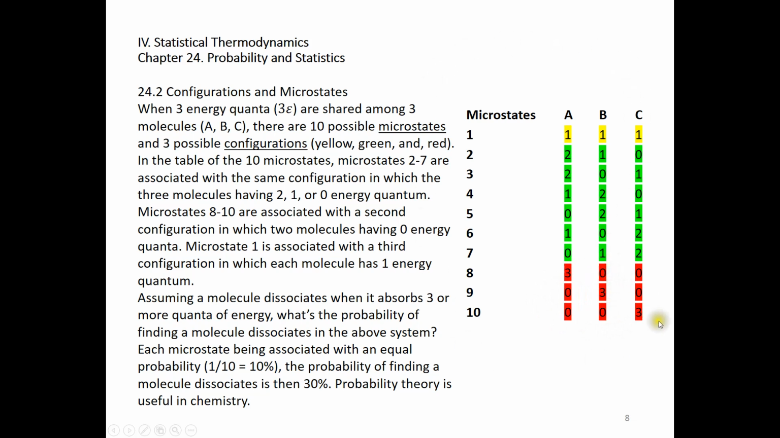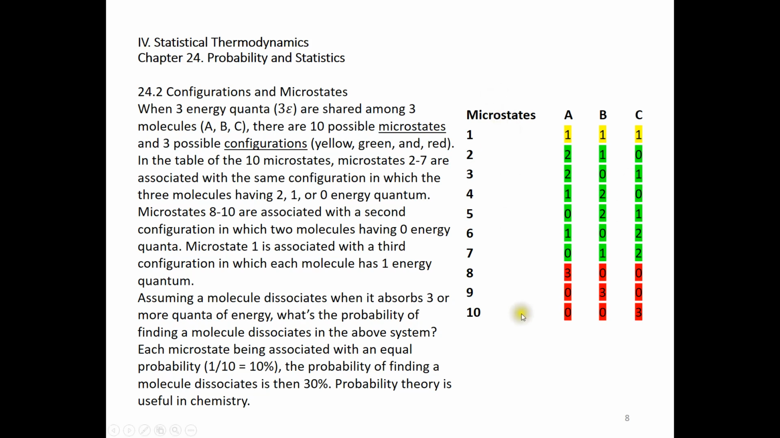So over here from this table we see 10 rows. They correspond to 10 microstates. They can be grouped into 3 possible configurations. Assuming a molecule dissociates when it absorbs 3 or more quanta of energy, we can use this table to calculate the probability of finding a molecule dissociates in this system.